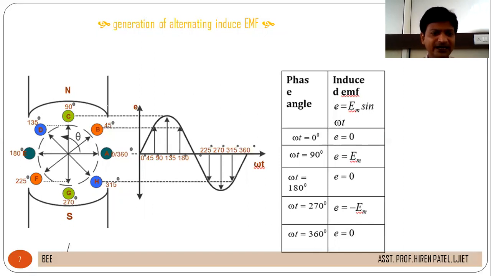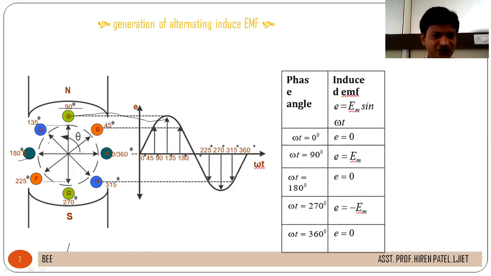When omega t equals 90, if we replace 90 in this equation, we have E equals Em. It means that the maximum value of EMF is achieved when theta equals 90. Again, if we rotate the coil, at omega t equals 180, we have E equals 0. So again, the value of EMF becomes 0.